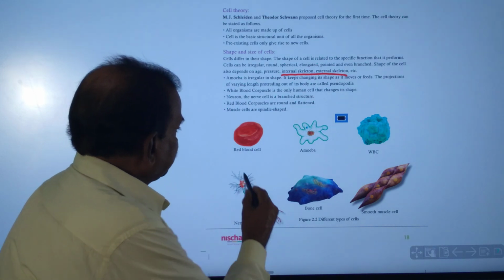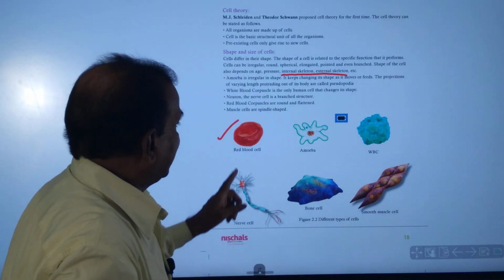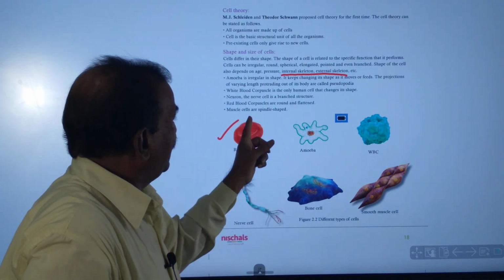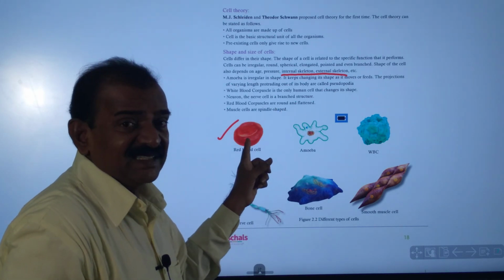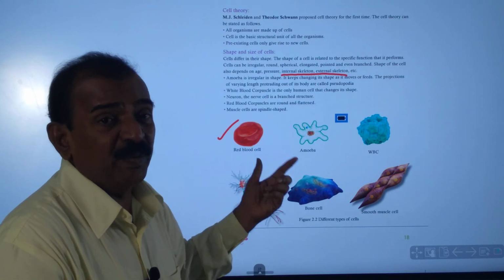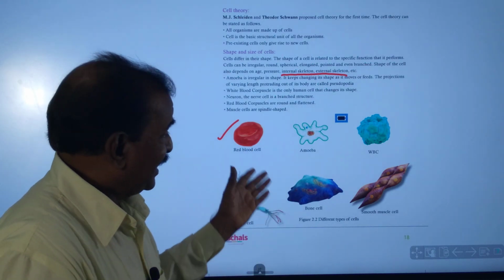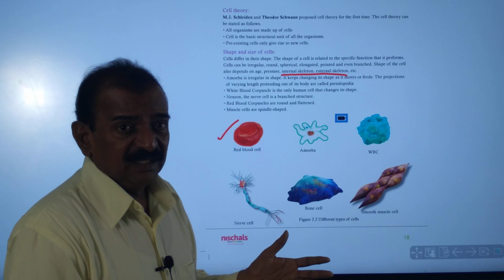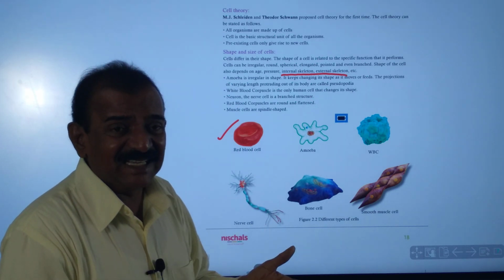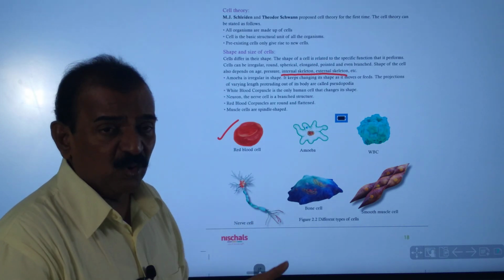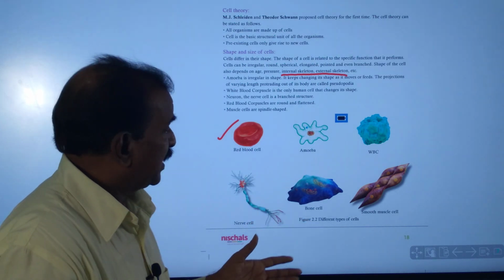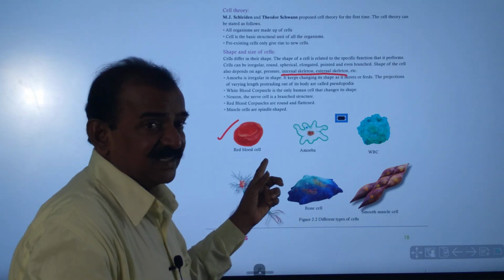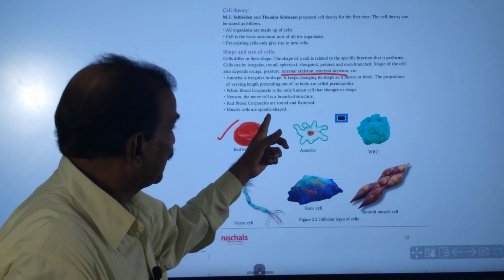Here you see a red blood cell. Red blood cells are round and flattened, and they are red because of hemoglobin, an iron pigment, which carries oxygen. That is the reason blood is red in color. Red blood cells contain hemoglobin, which carries oxygen to different parts of the body. That is the function of red blood cells, and they are round and flat.